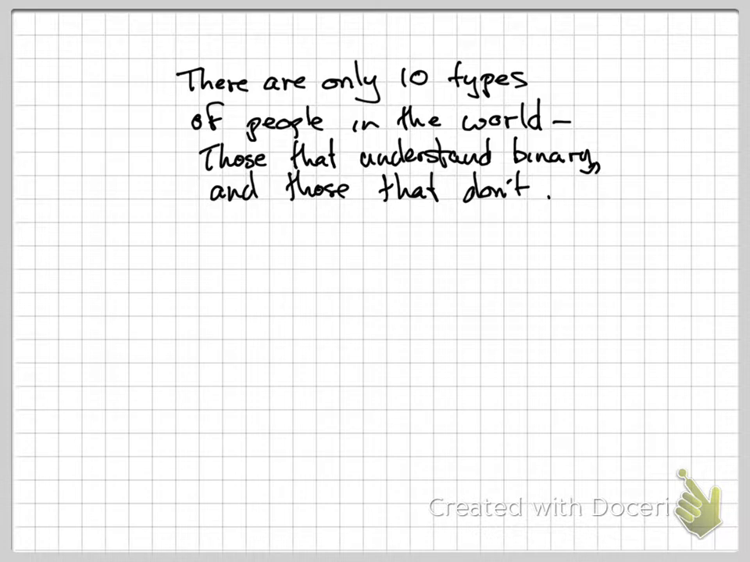But of course, the response to this joke is there are only 11 types of people in the world, those that understand Roman numerals and those who don't.